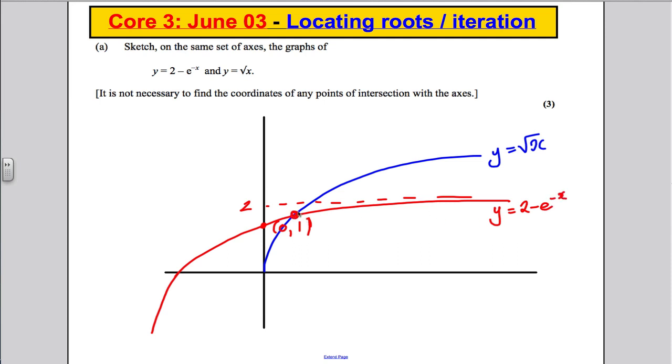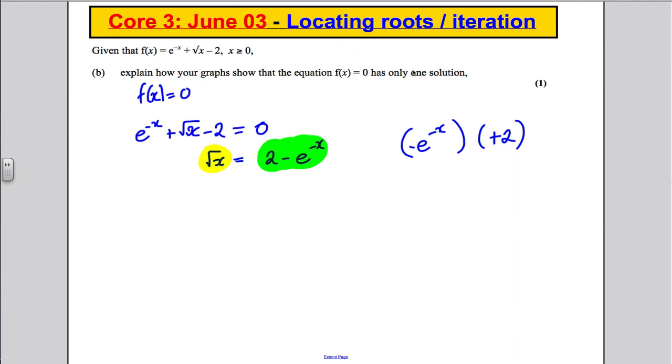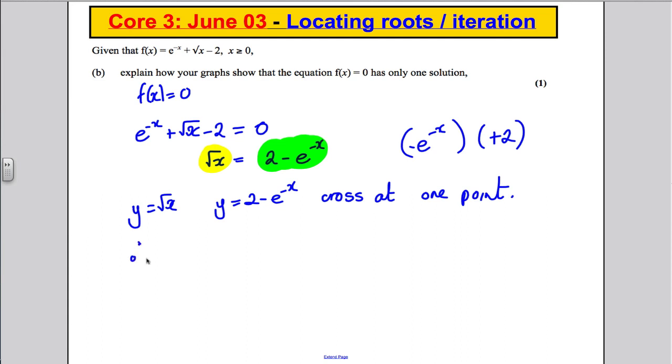And these two graphs, where are they equal? They're equal at one point. So explain how your graphs show that this has one solution. You could say that y is root x and y is 2 subtract e to the negative x cross at one point. And therefore it's clear, because solving f of x is 0 is equivalent to solving where the graphs are equal, therefore f of x equals 0 has one root. And we're done.